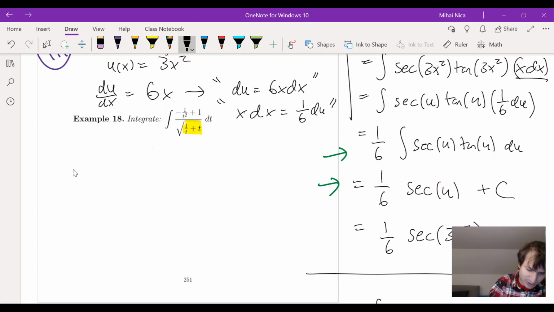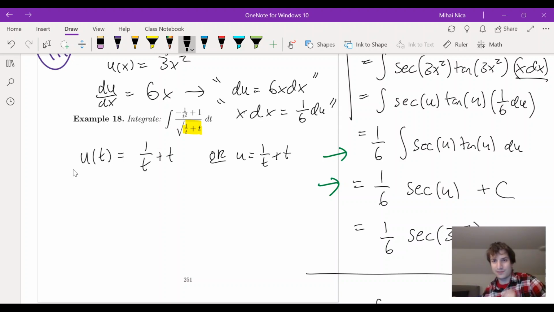So I'm going to try u. If you want to be precise, u of t is 1 over t plus t. Sometimes people will just write u equals 1 over t plus t, like an implicit function. They won't say it's a function of t, but that's what it is. And then we have to do du dt. If 1 over t plus t is u, then du dt is minus 1 over t squared plus 1, which is handy because that's what's on top here. So that works out very nicely. So du dt is minus 1 over t squared plus 1.